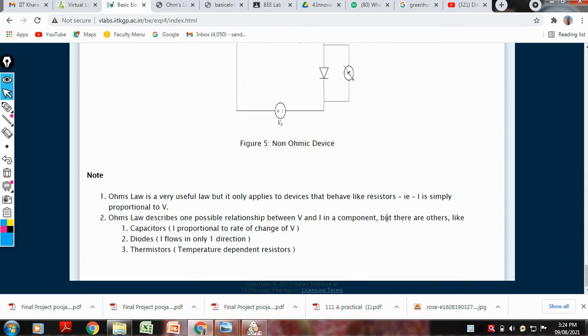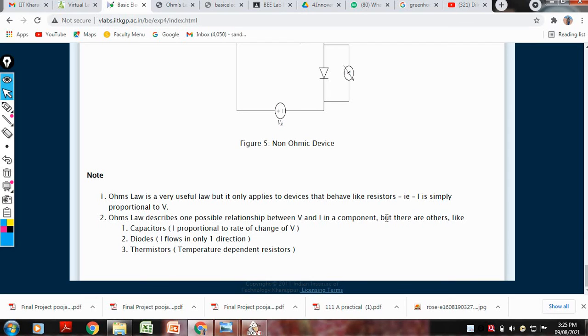In conclusion, note that Ohm's law is useful for devices like resistances, in which the current I is directly proportional to the voltage.